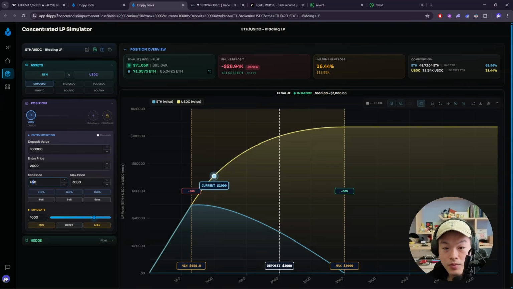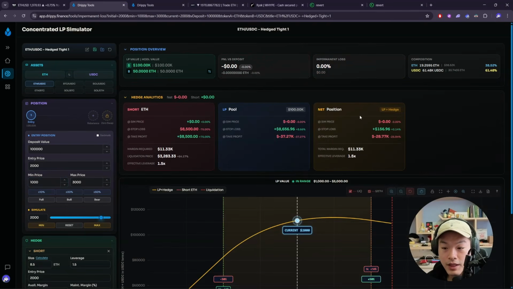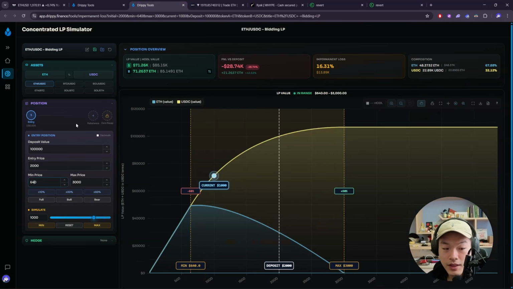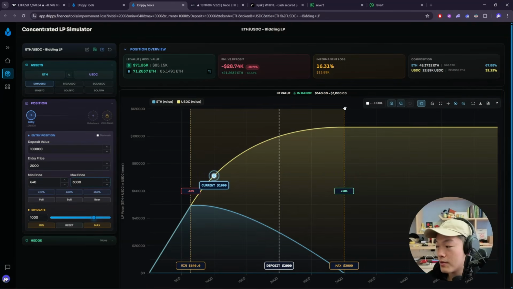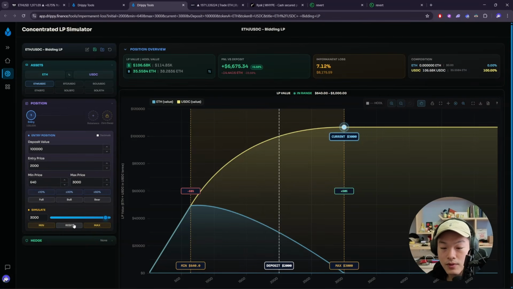So that is a little bit more. So 28.74K, and this is 28.77K, right? So 640 to 3K, you're going to have a very, very similar payoff curve compared to hedge LP. And we're actually gaining like 6% on the upside as well with this setup. So this is really nice.